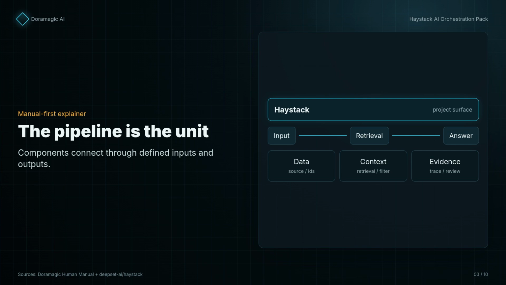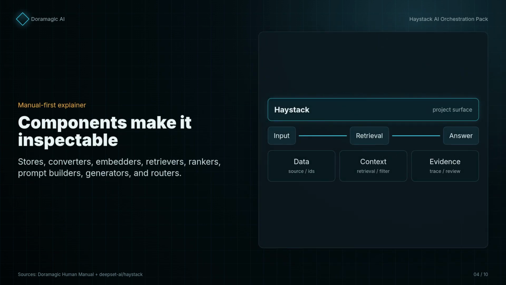Haystack's component model is the main reason it matters. You can combine document stores, converters, embedders, retrievers, rankers, prompt builders, generators, validators, routers, and custom components. A good Haystack workflow is not just an LLM call. It is a small operating system for context.